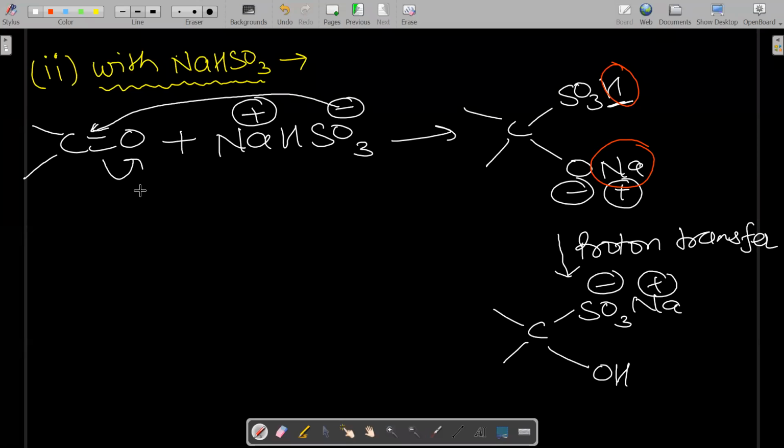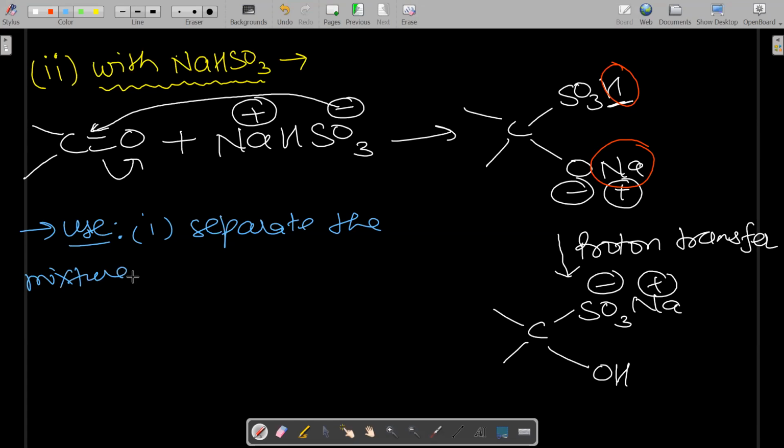Now, there is one question. What is the use of this reaction? What is the significance of this reaction? This reaction is used first to separate a mixture of aldehydes and ketones.